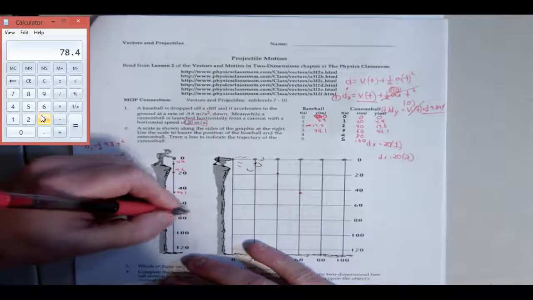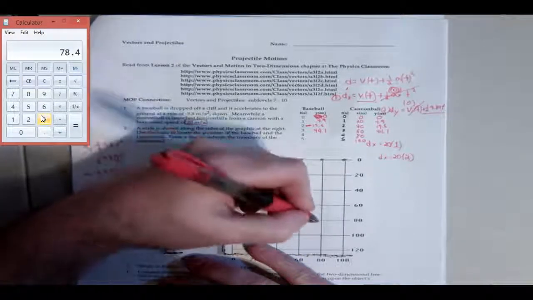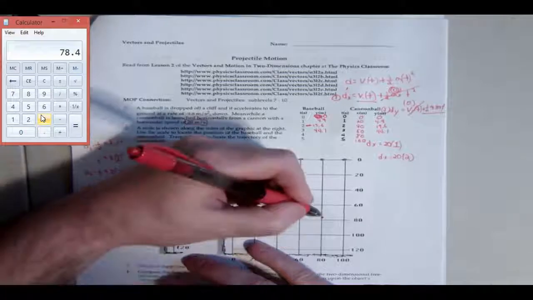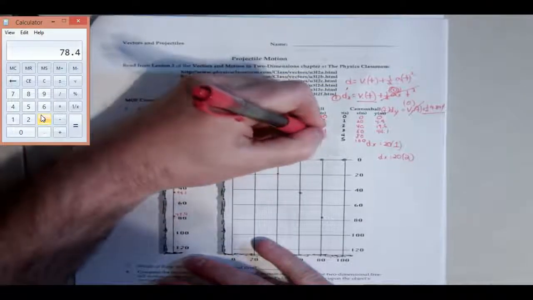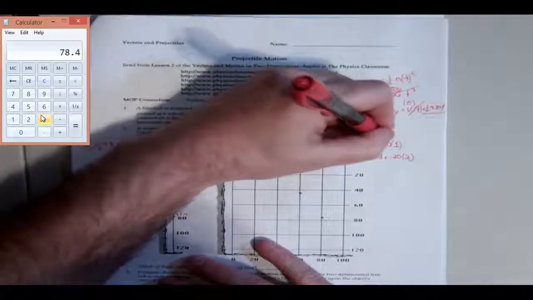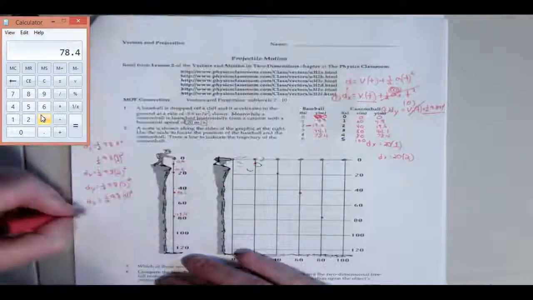78.4. You know yours is going to be about the same, so we're going to put it about here. And there you go. 78.4.